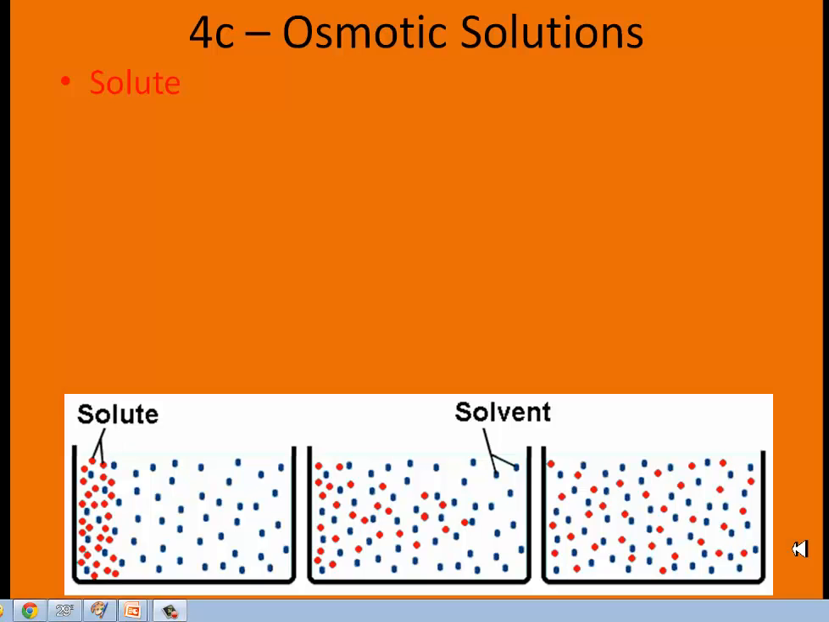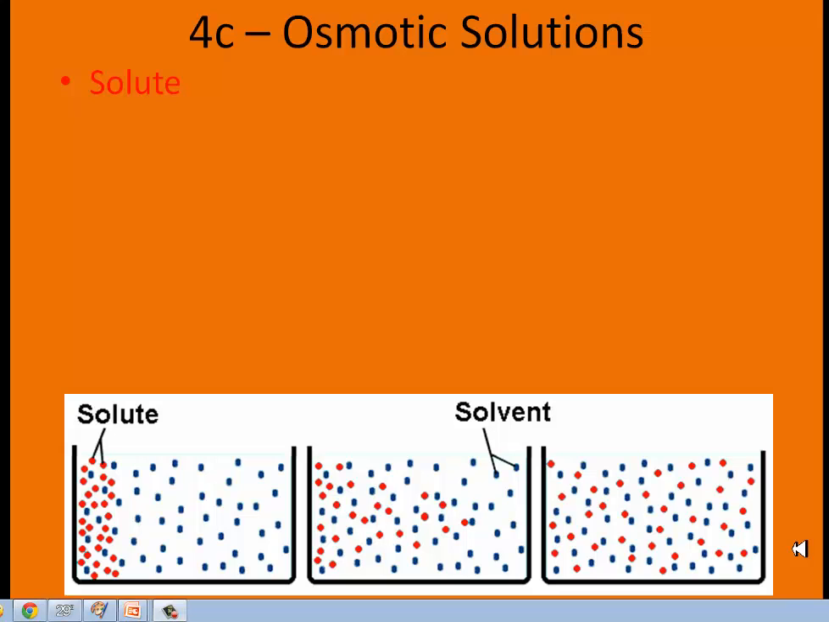Hello, last section I have to do in cell membranes is 4C, Osmotic Solutions. And here we're going to talk about how water actually dissolves things, and then once the things are dissolved, we'll figure out which way water flows. Remember, water always wants to go where water is not.